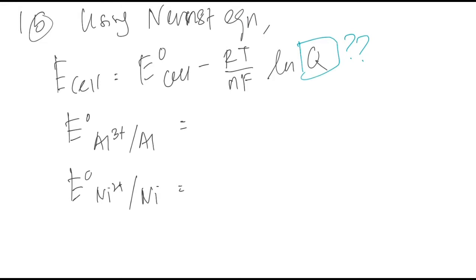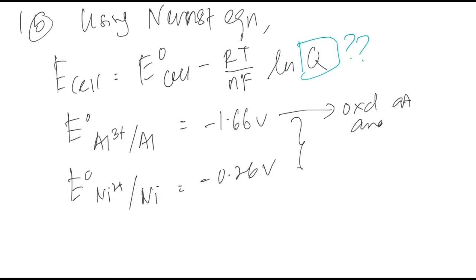For aluminium it is negative 1.66 V. For nickel it is negative 0.26 V. We have two values, one for nickel, which is negative 0.26 volt, and another for aluminium, negative 1.66 volt. Based on these values, we can see that our aluminium will undergo oxidation at the anode, and our nickel undergoes reduction at the cathode.